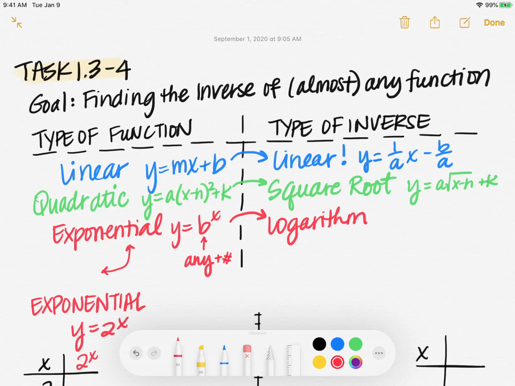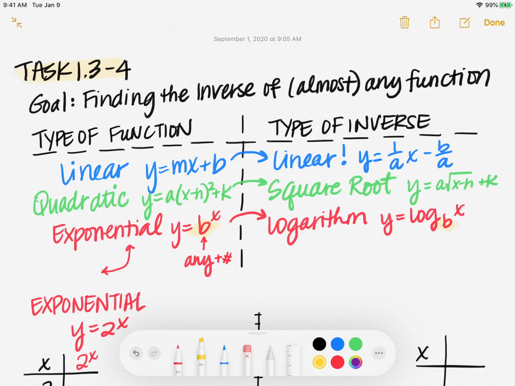It's a logarithm. So the general formula for that is y equals log base b of x. There is going to be a little base right there. That base is always going to match this base over here.